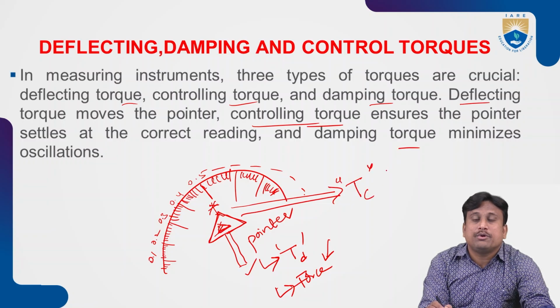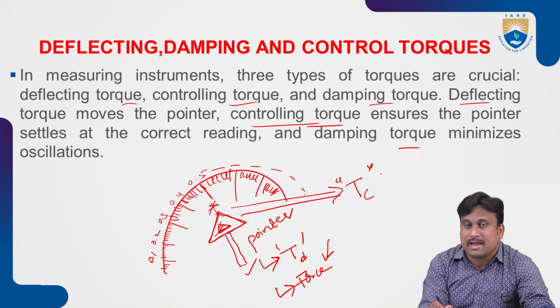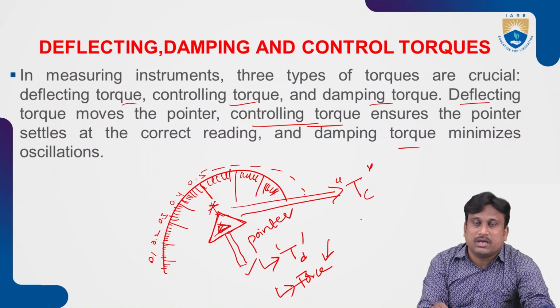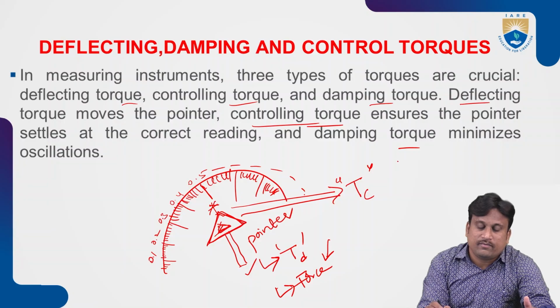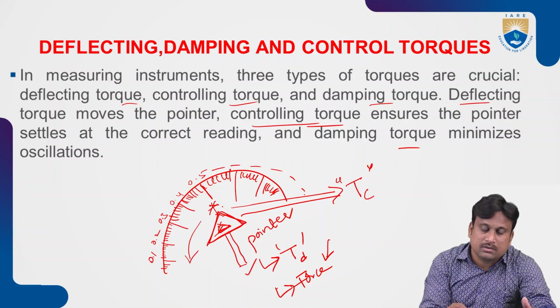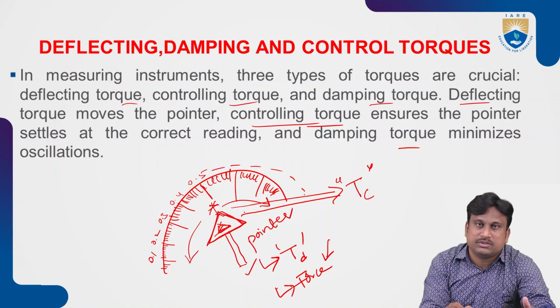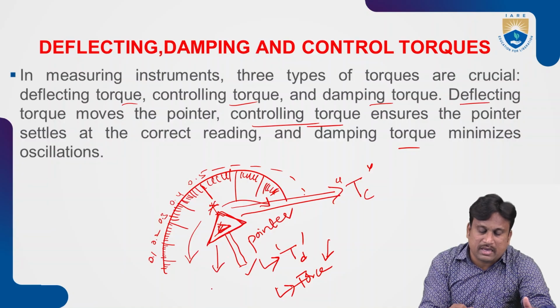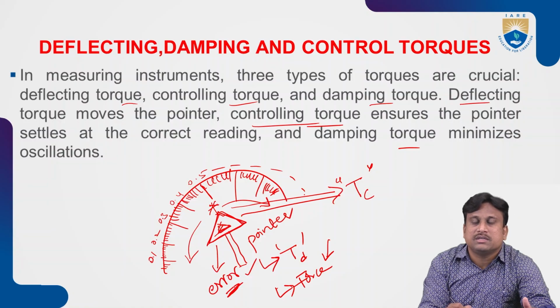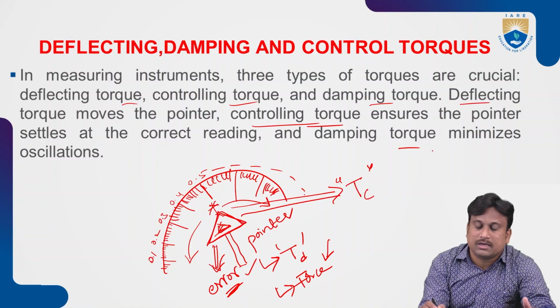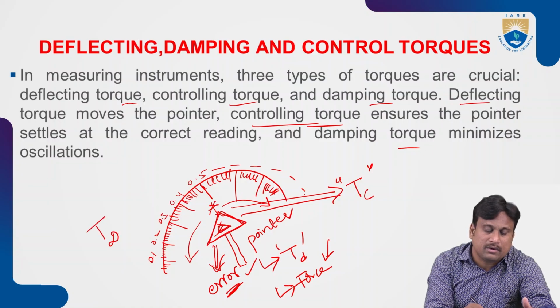And damping torque is ready to minimize the number of oscillations produced in the pointer. When the pointer oscillates on the right and left, it causes errors in reading or sensing. To overcome or avoid this, we use the torque known as damping torque, T_damp.